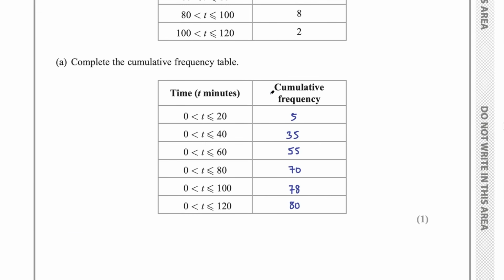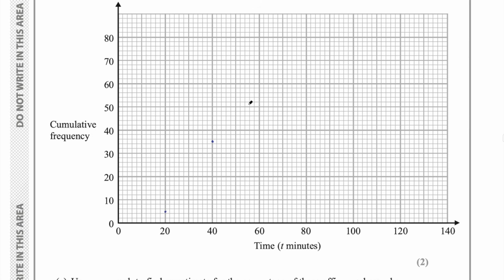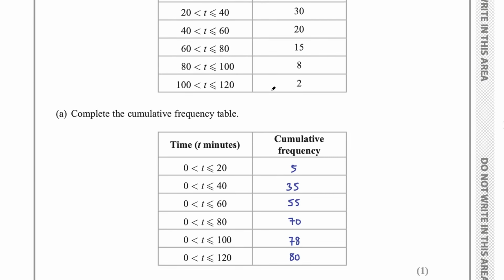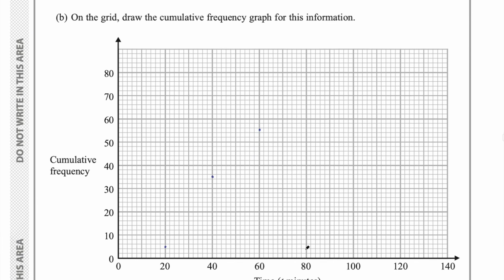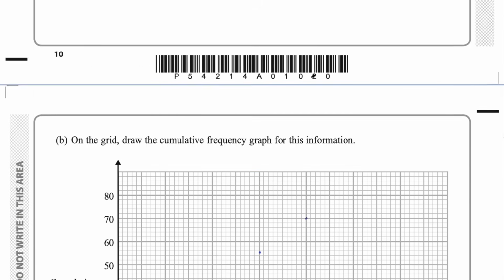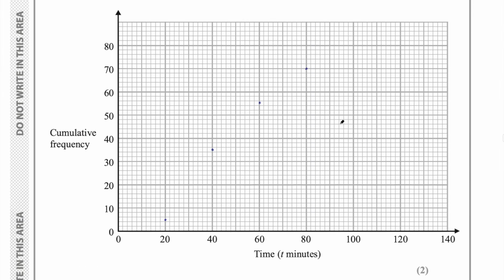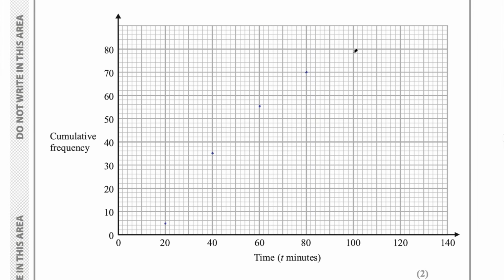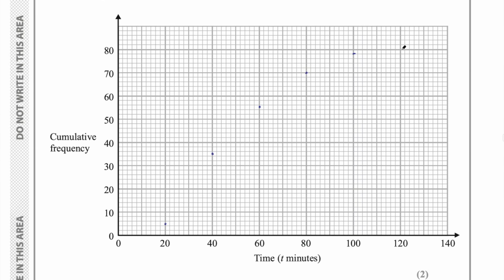Next, we have 55. 55 is here. Next point was 70. So 80 on the time axis, 70 on the cumulative frequency axis. And 2 more to go, 100 and 78. 78 is here. And then 120 and 80 is here.